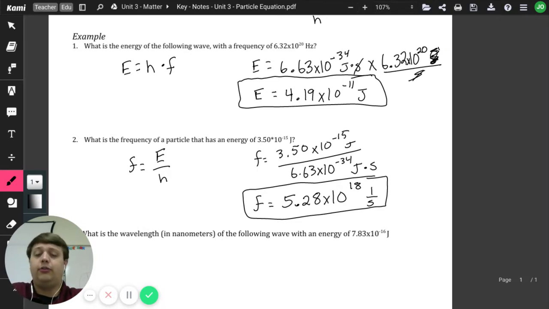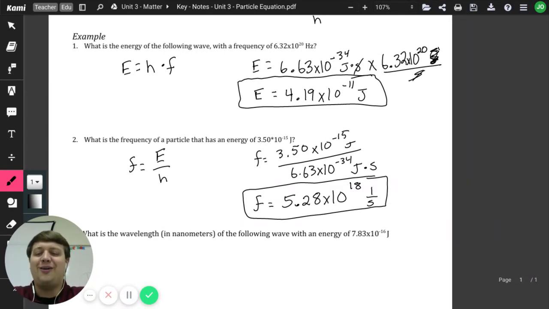So I plug in my numbers. I found that my energy was 3.50 times 10 to the negative 15 joules divided by Planck's constant, which was 6.63 times 10 to the negative 34th joules times seconds. I solve that, and I'll end up with 5.28 times 10 to the 18th, s to the negative 1, 1 over s, hertz, something like that.